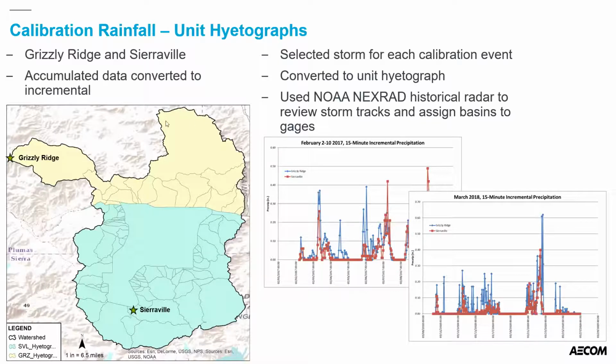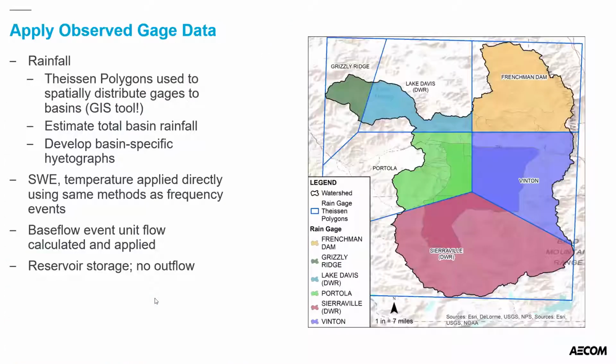So we found that the typical storm tracks for these two events showed that rainfall over the northern half of the basin was fairly consistent, west to northeast, and over the southern part of the basin, also west to east. So we split along this northern valley bottom line, applied the unit rain from Grizzly Ridge to the northern basins and Sierraville to the southern basins. Then we had to figure out how to apply the rest of the observed data.